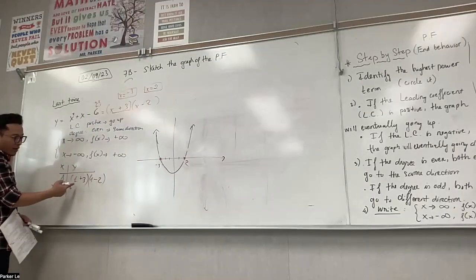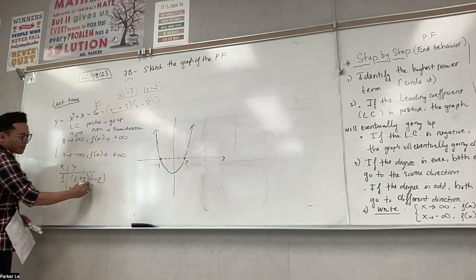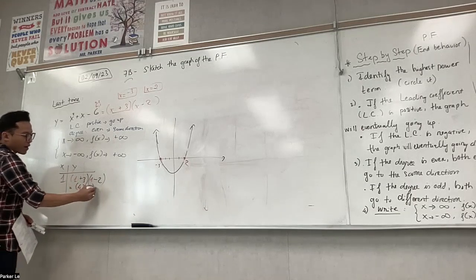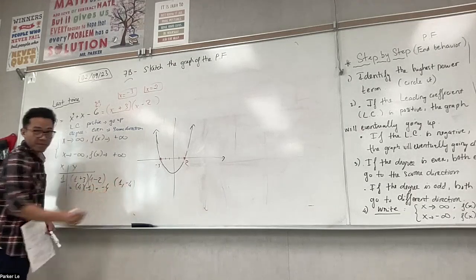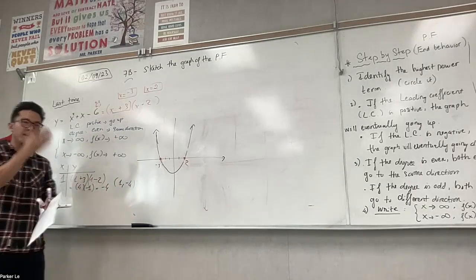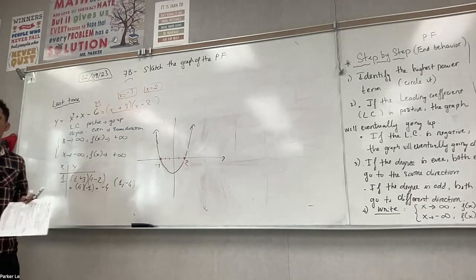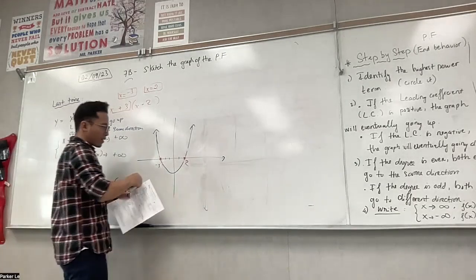Just use the calculator. So 1 plus 3 is 4. 1 minus 2 is -1. 4 times -1 is -4. So your extra point is 1 and -4. That is the middle point that helps you determine what the graph looks like more closely.